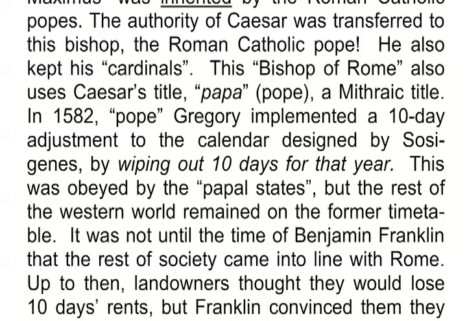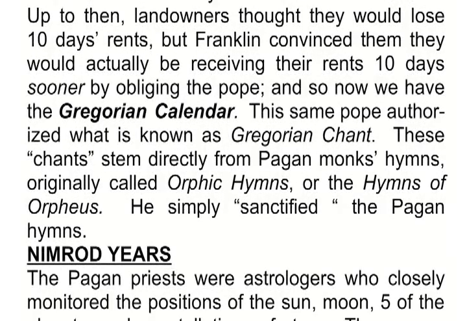In 1582, Pope Gregory implemented a 10-day adjustment to the calendar, designed by Sosigenes, by wiping out 10 days for that year. This was obeyed by the Papal States, but the rest of the Western world remained on the former timetable. It was not until the time of Benjamin Franklin that the rest of society came into line with Rome. Up to then, landowners thought they would lose 10 days' rent, but Franklin convinced them they would actually be receiving their rent 10 days sooner by obliging the Pope. And so now we have the Gregorian calendar.